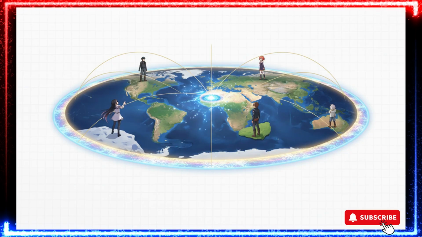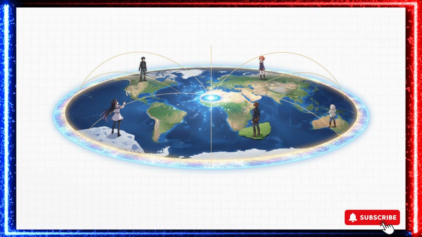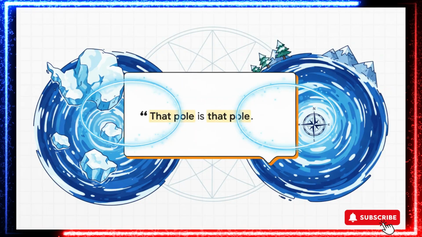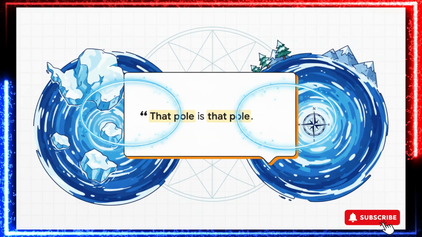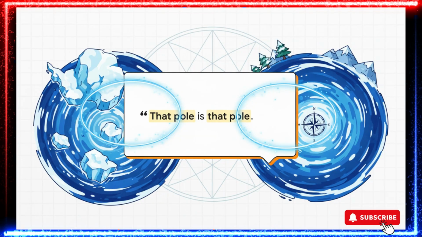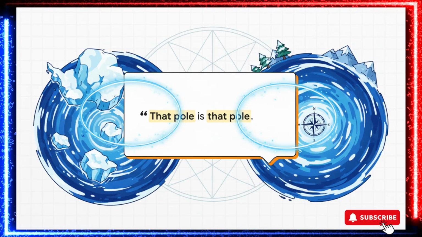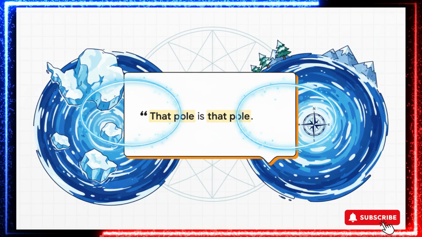So get this. You have a North Pole in the middle and a North Pole all the way at the edge. The source creator sums this whole idea up with a very simple but really powerful phrase, that pole is that pole. It just perfectly captures this idea of a mirrored relationship where the big, spread-out North Pole in Antarctica is fundamentally the same as the concentrated one up in the Arctic.